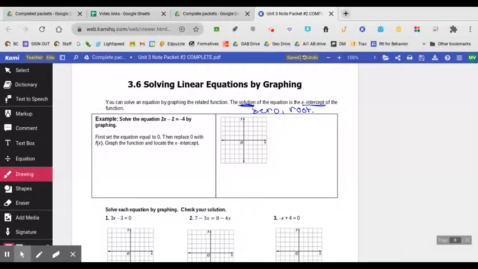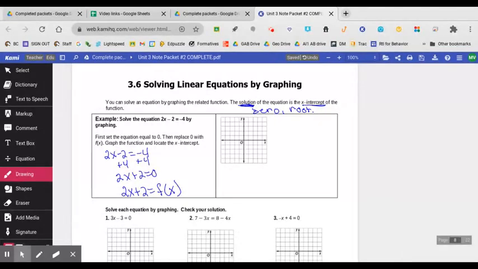So the first thing we're going to do is set the equation equal to 0. So we're going to do 2x minus 2 equals negative 4. We're going to solve that by adding 4 to both sides. We get 2x plus 2 equals 0. Now, because we want to graph it, we need it to have two variables. So we're going to take out the 0 and replace it with f of x, which, remember, f of x is really just a different way of writing y. So now we graph that.